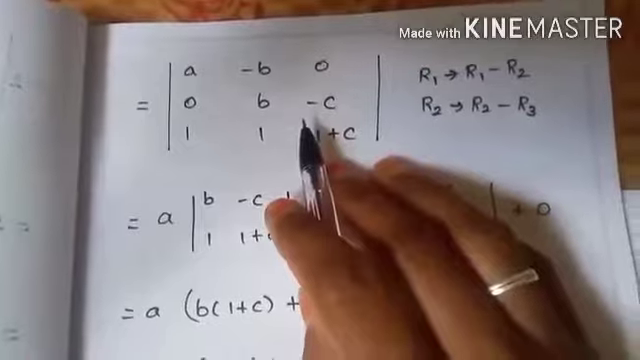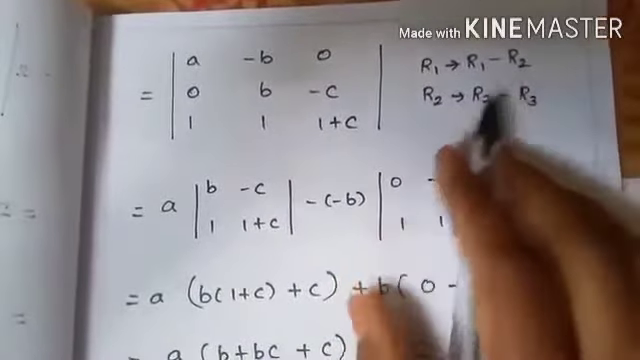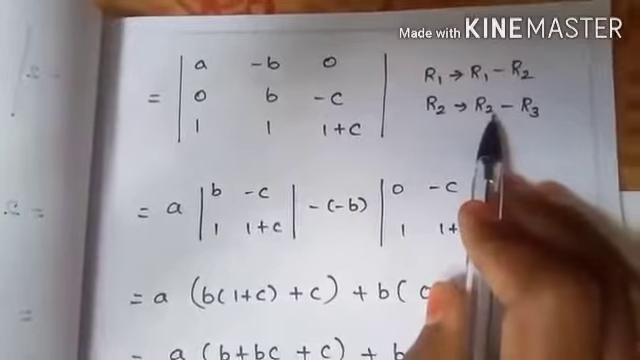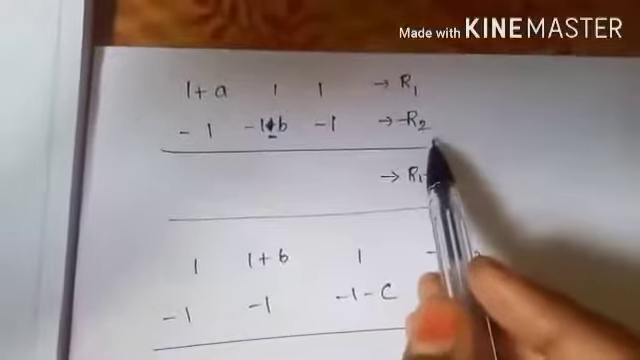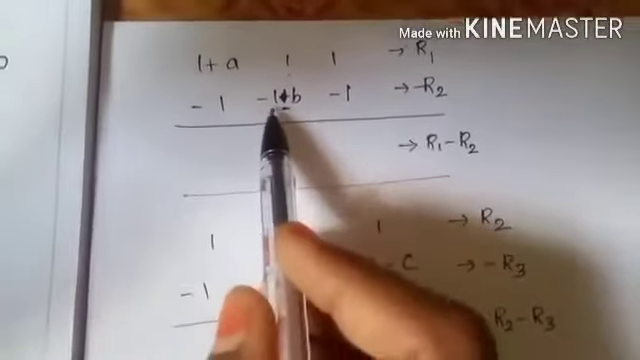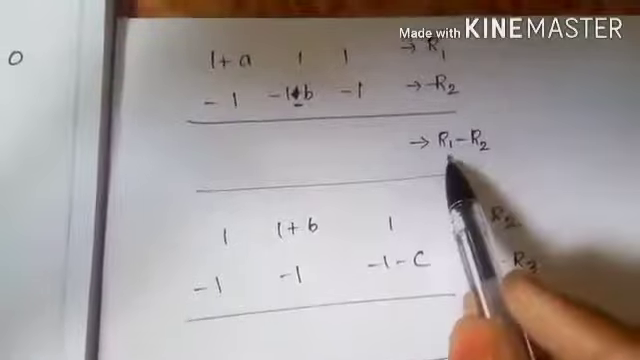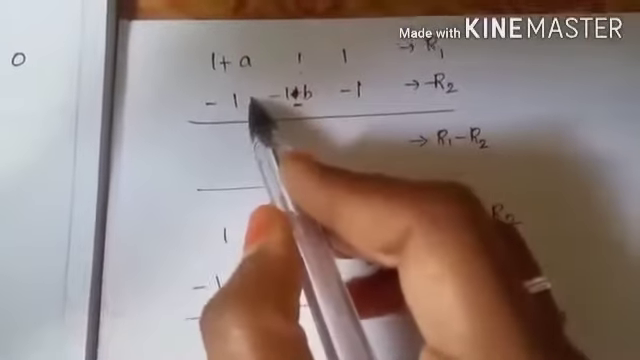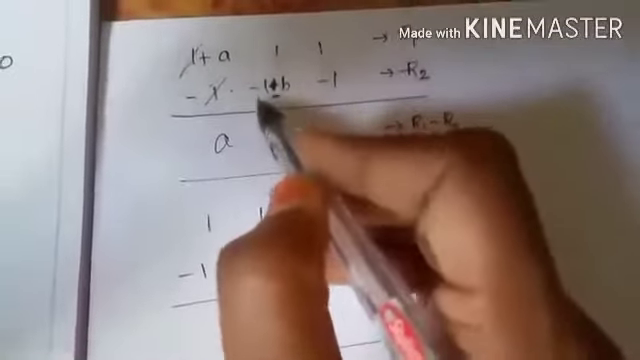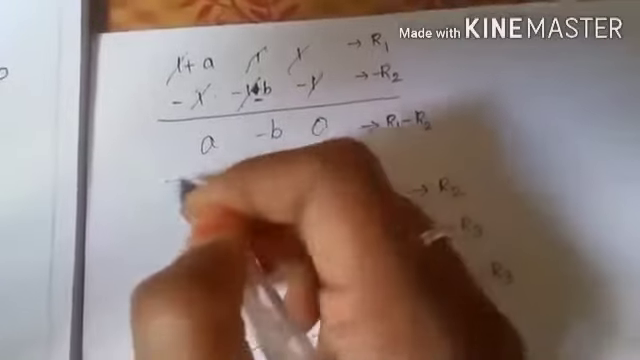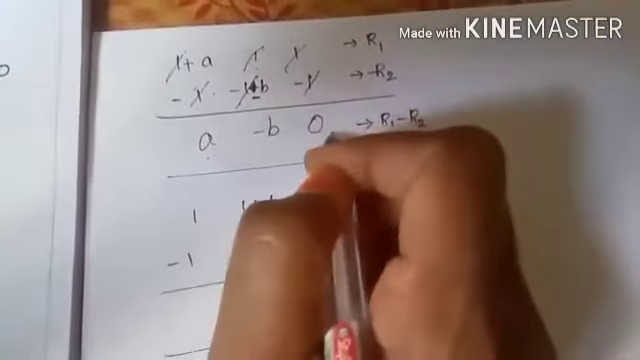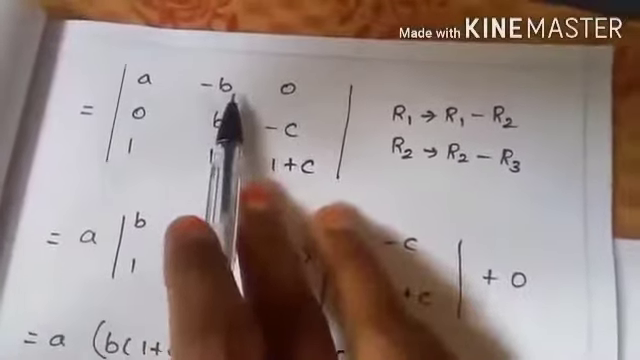We are getting this determinant from R1 tends to R1 minus R2, R2 tends to R2 minus R3, where R1 is 1 plus A, 1, 1 minus R2 is minus 1, minus B, minus 1. R1 minus R2: 1 minus 1 cancelled, so we get A. Next, 1 minus B, 1 minus 1 cancelled, minus B. 1 minus 1 cancelled, here 0. So the first row is A, minus B, 0.